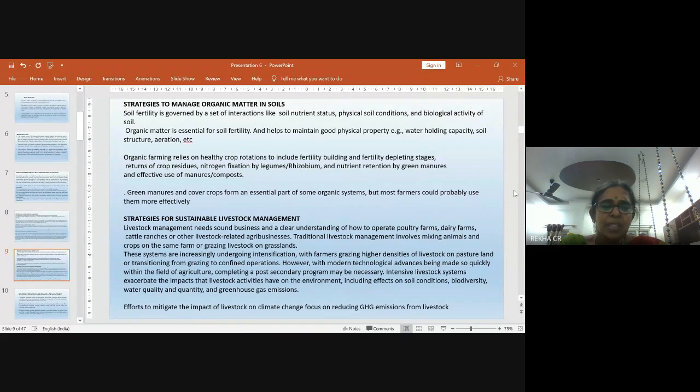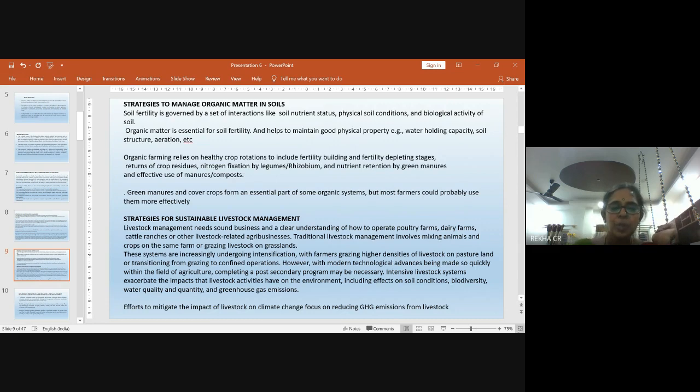So what are the strategies for sustainable livestock management? Livestock management is also a business of understanding how to operate a poultry farm, dairy farm, cattle ranches, or other livestock related agribusinesses. Traditional livestock management involves mixing animals and crops in the same farm. These systems are increasingly undergoing intensification, with farmers grazing higher densities of livestock on pasture and transitioning from grazing to confined operations. Intensive livestock systems exacerbate the impacts that livestock activities have on the environment, including effects on soil conditions, biodiversity, water quality and quantity, greenhouse gas emission, etc.